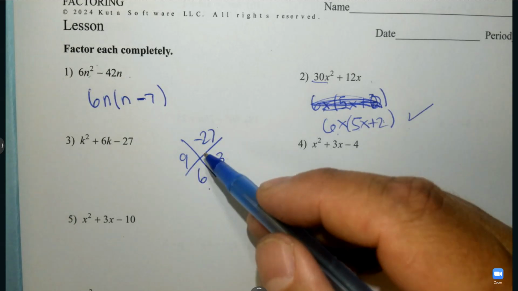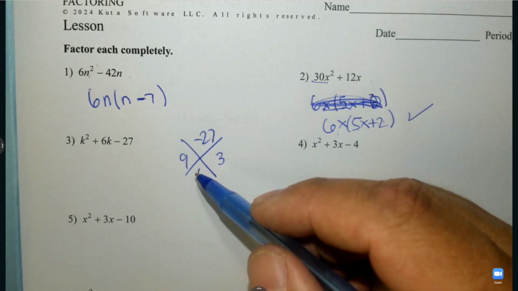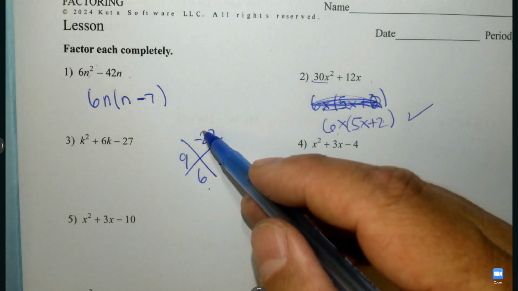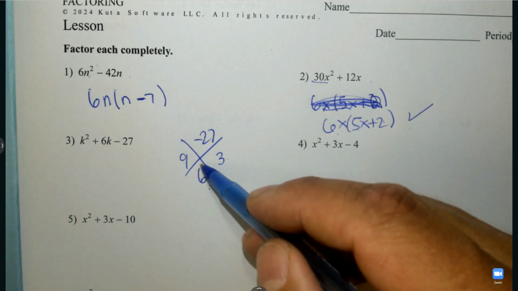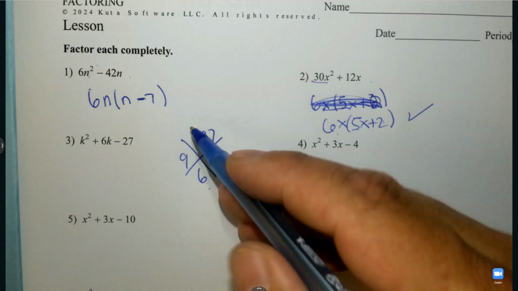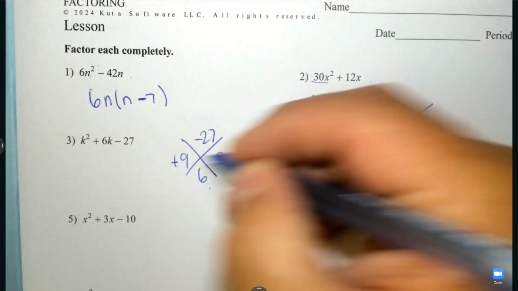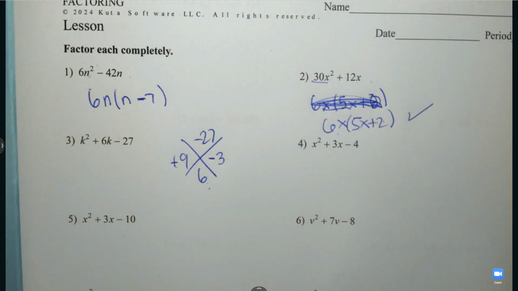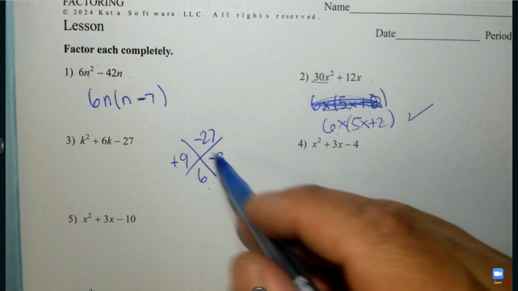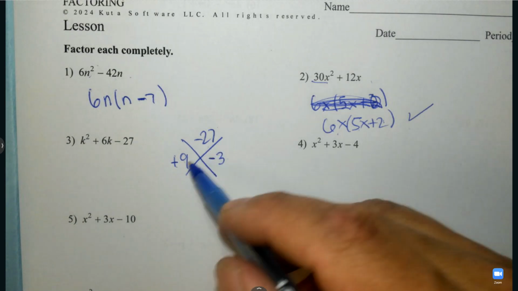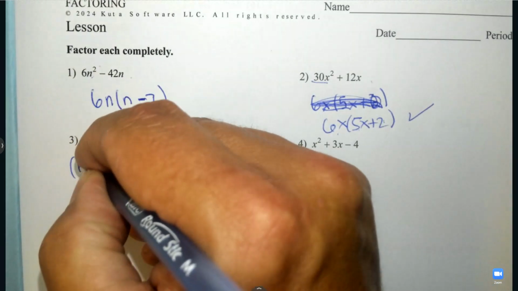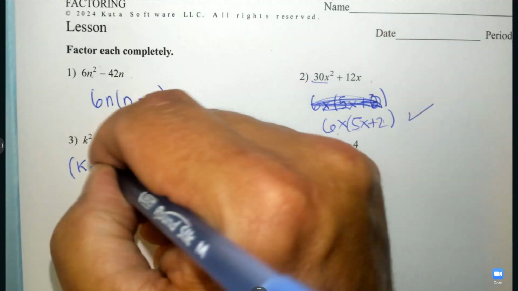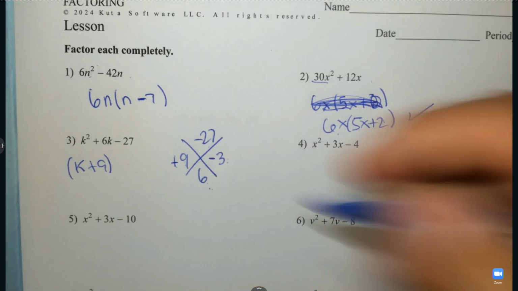They match. Now, think about the sign. So because they multiply to a negative number, one number is positive and one number is negative. Now, the bottom number is positive. So that means the bigger number is positive and the smaller number is negative. So positive 9 times negative 3 matches. Positive 9 take away 3. So in this case, we have the letter k. So it's k plus 9 and k minus 3.